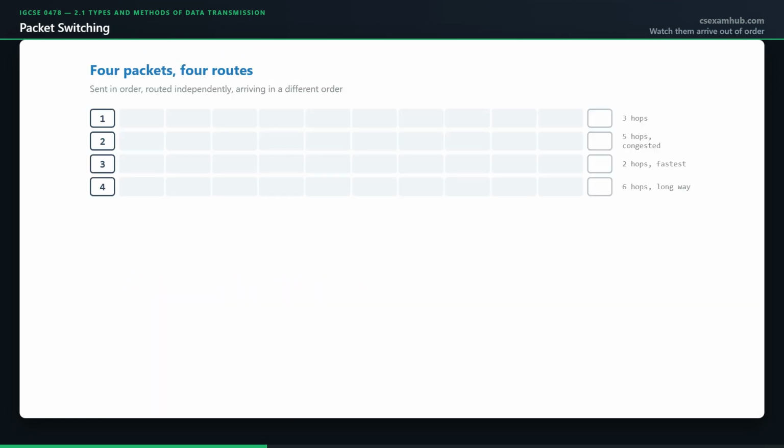So let us send 4 packets and follow them. They leave the sender in order 1, 2, 3, 4. But they are traveling different routes, and those routes are not equally fast. One has fewer hops, another is congested. Watch what happens as they cross. Packet 3 took the shortest route and arrives first. Then packet 1. Then packet 4, which went a long way round, and finally packet 2, which hit congestion. Look at that arrival order, 3, 1, 4, 2. The packets arrived in a completely different order from the one they were sent in, and this is normal. It is not a fault or an error.